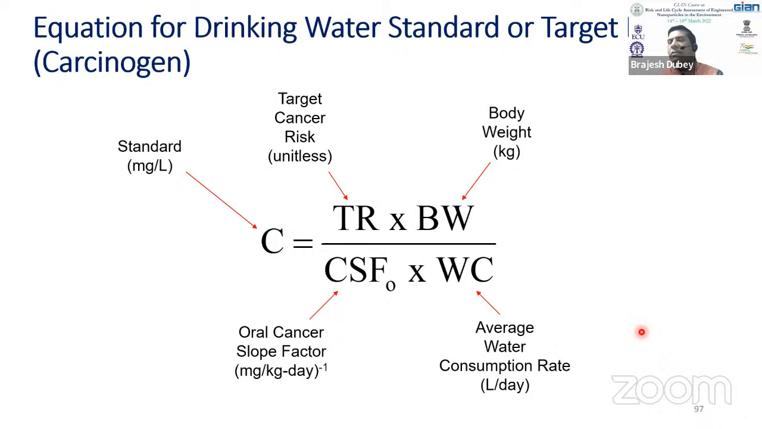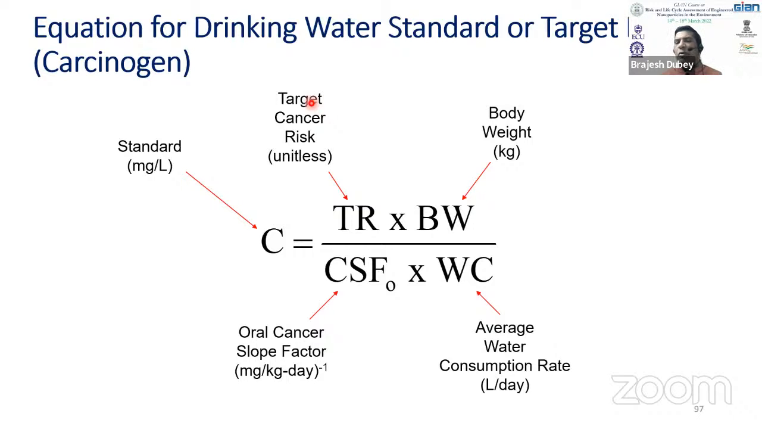So drinking water standards or soil standards and all that. In terms of drinking water standard, this is how typically for a carcinogen the drinking water standard is calculated. So you have drinking water in milligrams per liter. This is the target cancer risk, which is what, 1 in a million. So that's your TR value.